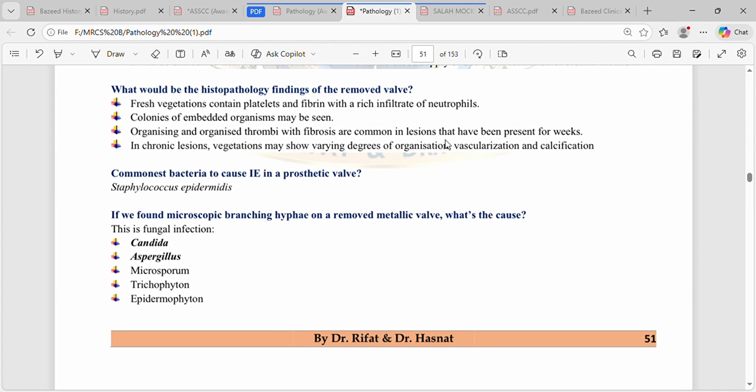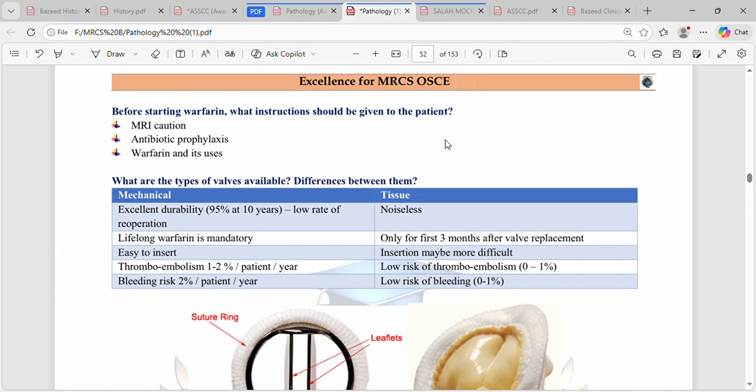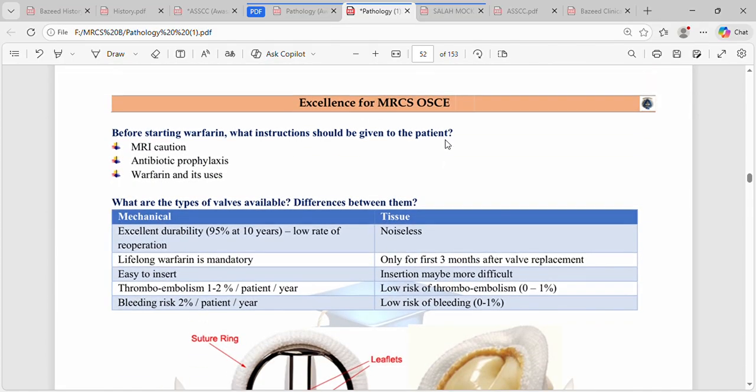If we found microscopic branching hyphae on a removed metallic valve, what is the cause? Fungus. This is fungal infection. Candida, aspergillus, microsporum, trichophyton, and epidermophyton.